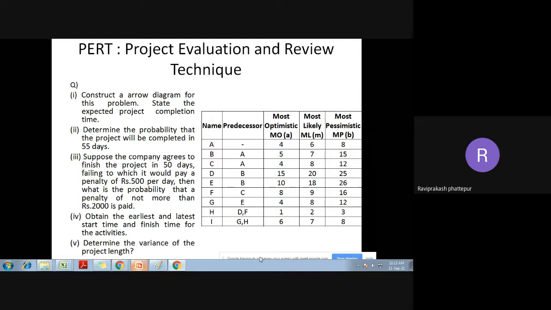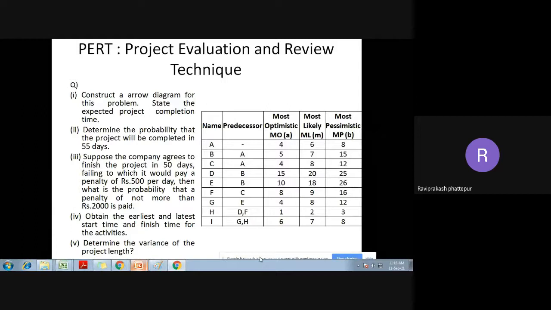then what is the probability that a penalty of not more than rupees 2000 is paid?